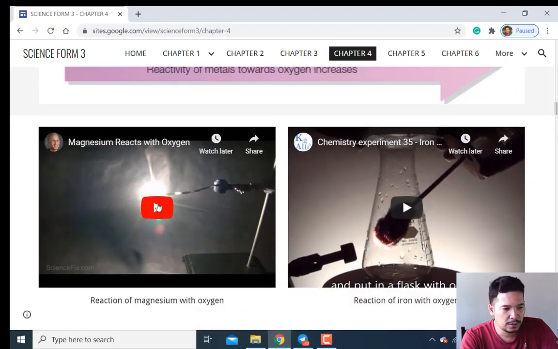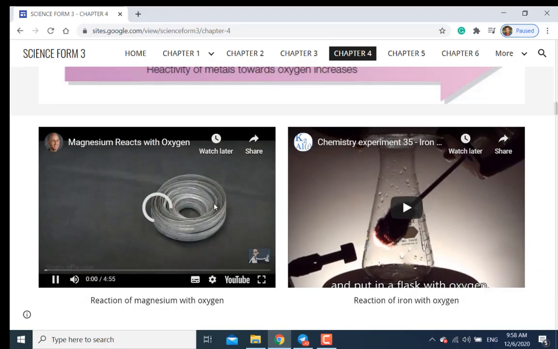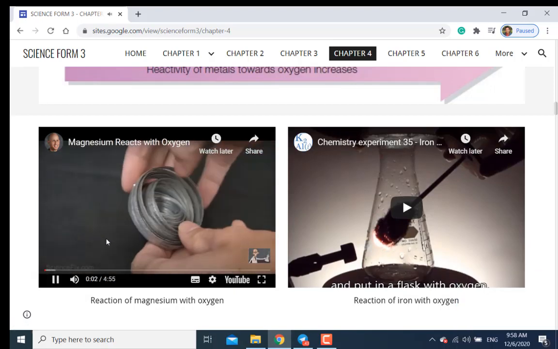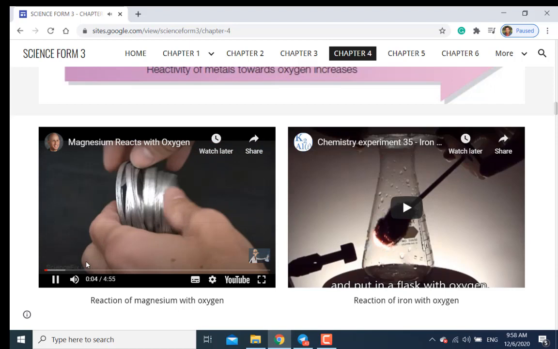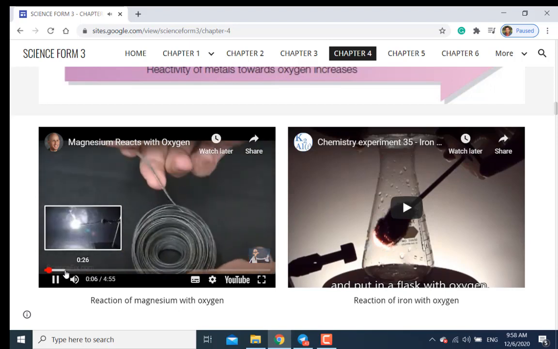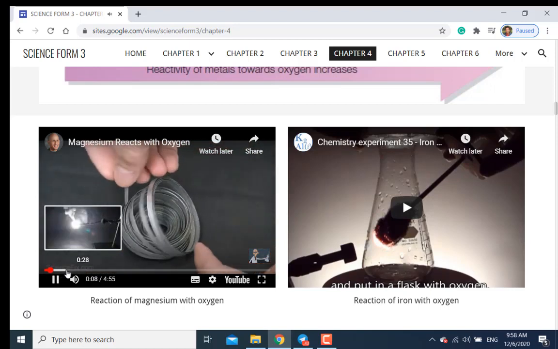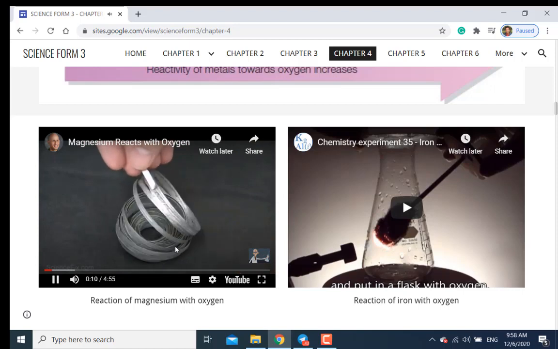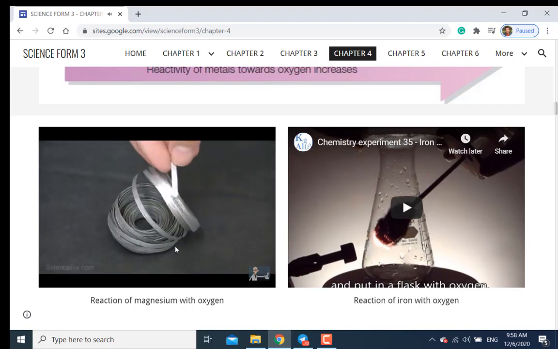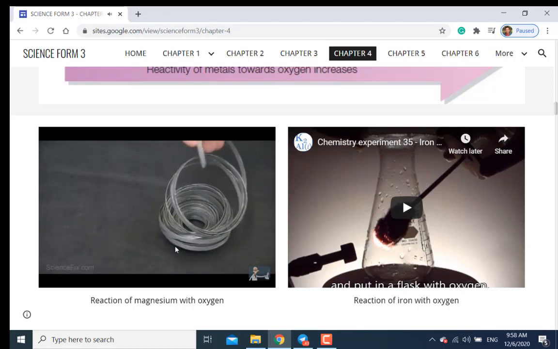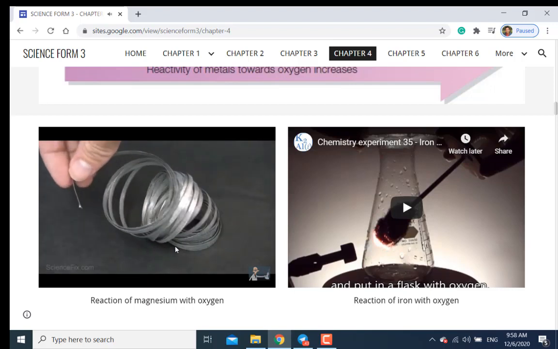So this is an example. Here we have a ribbon of magnesium. Magnesium is a metal, has the properties of luster. You can see it's shiny, it's malleable, it's bendable, it can conduct heat and electricity. So what we're going to do is try to react this magnesium with the oxygen in the air.